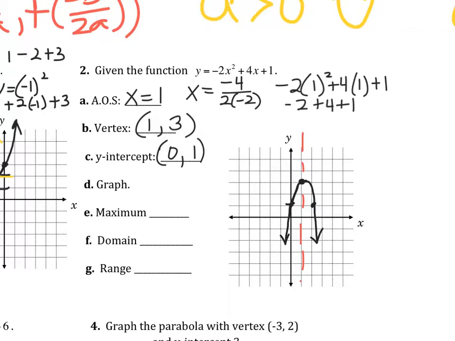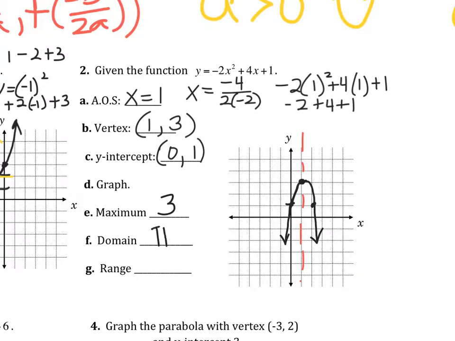I always like to check, what does my graph look like? What does my equation look like? It's a -2 out front. This is down 2 over 1. It's perfect. Okay? What's the maximum of this graph? 3. 3, exactly. Maximum is 3. It's the biggest y value. It's always the y value of the vertex, if you ever get stuck.